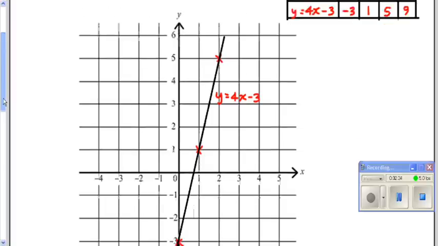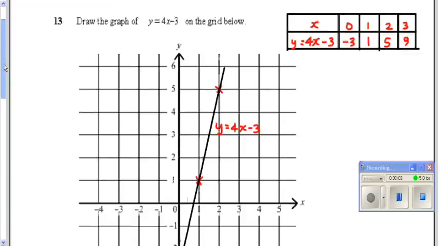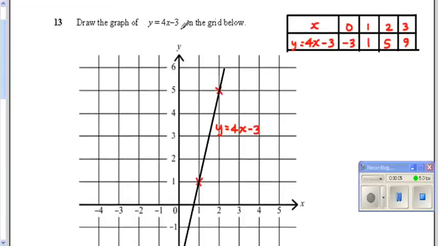But it doesn't matter, because 3 points is enough to join up our points and get a straight line graph. So remember, you must use a ruler and make sure that the straight line goes exactly through those 3 points that you've plotted. If one of them looks not to be in the straight line, go back and check if you've worked it out correctly, because they are guaranteed to be on a straight line, because this is a straight line graph. y is equal to 4x minus 3.